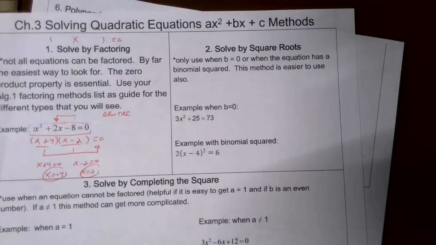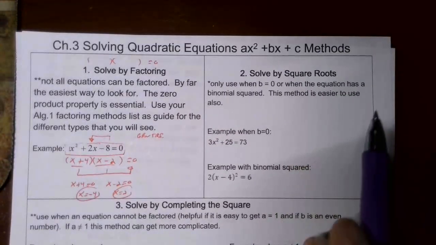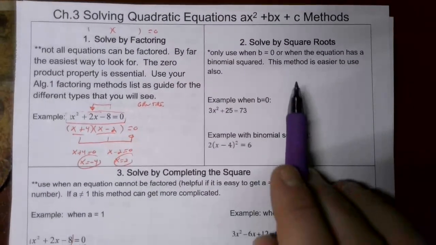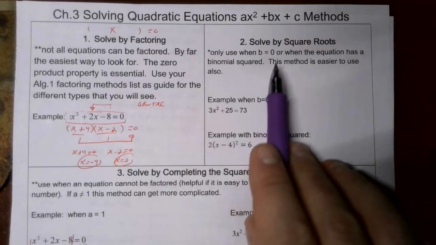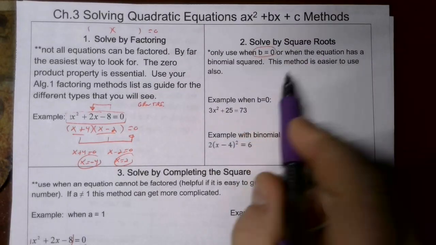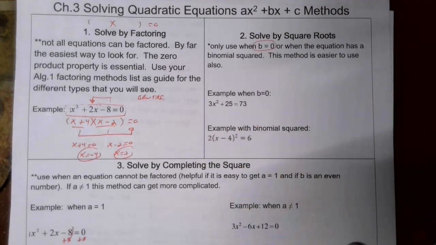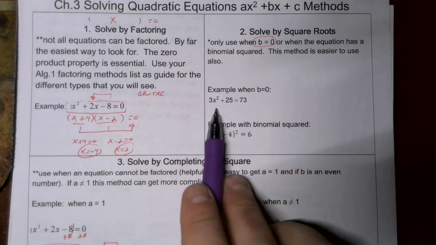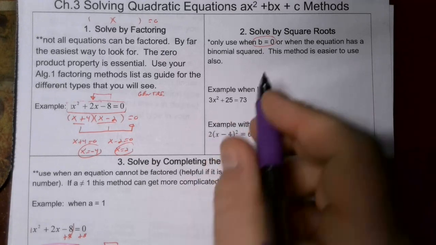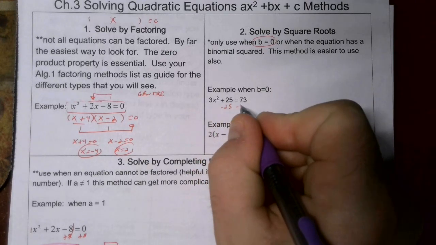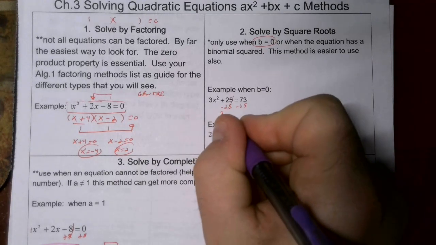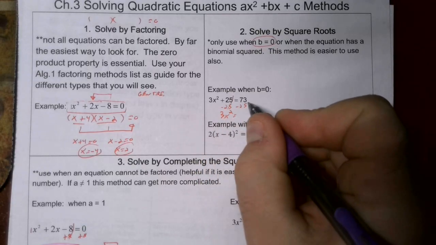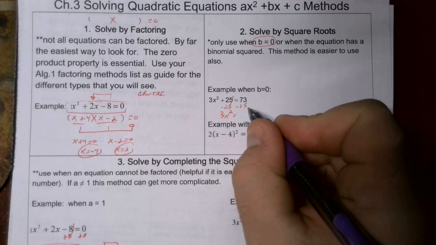All right. A few other things that I want to discuss is solving by square rooting. This was a separate lesson that we discussed. So when you do this method, remember the b term has to equal 0. So all I do is take the equation that has 1x squared term in it and isolate it. So in this example, I would subtract 25 over. I get 3x squared equals 73 minus 25.